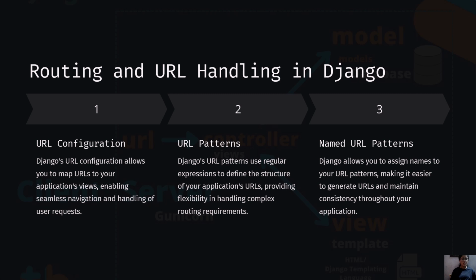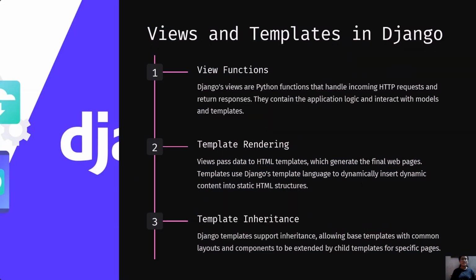Routing and URL handling in Django. URL configuration: Django's URL configuration allows you to map URLs to your application's views, enabling seamless navigation and handling of user requests. URL patterns: Django URL patterns use regular expressions to define the structure of your application's URLs, providing flexibility in handling complexity. Named URL patterns: Django allows you to assign names to your URL patterns, making it easier to generate URLs and maintain consistency throughout the application.